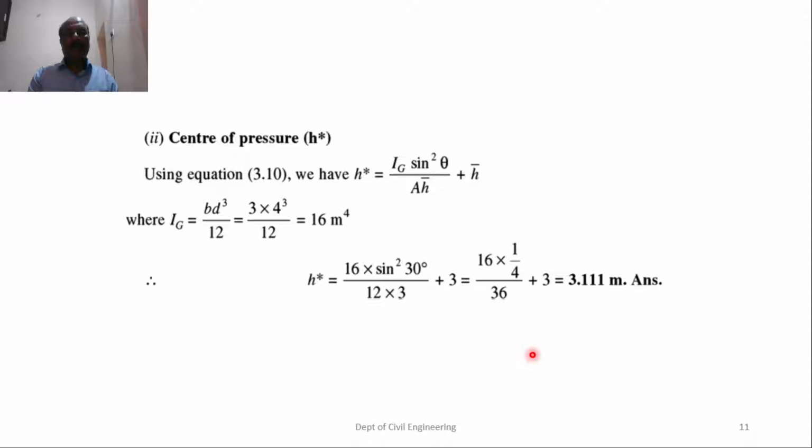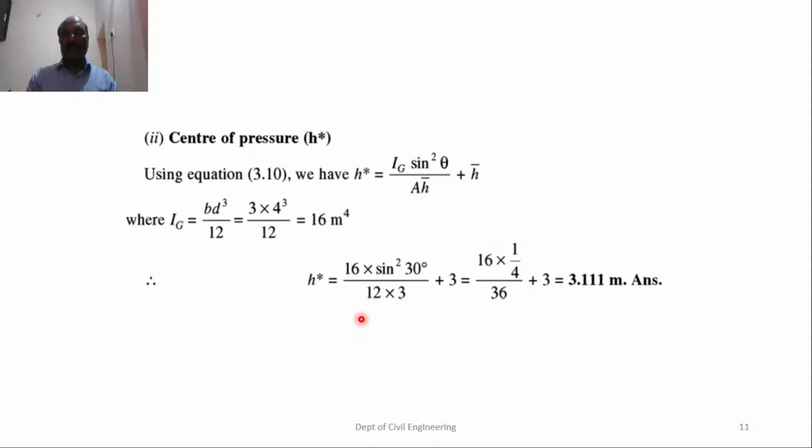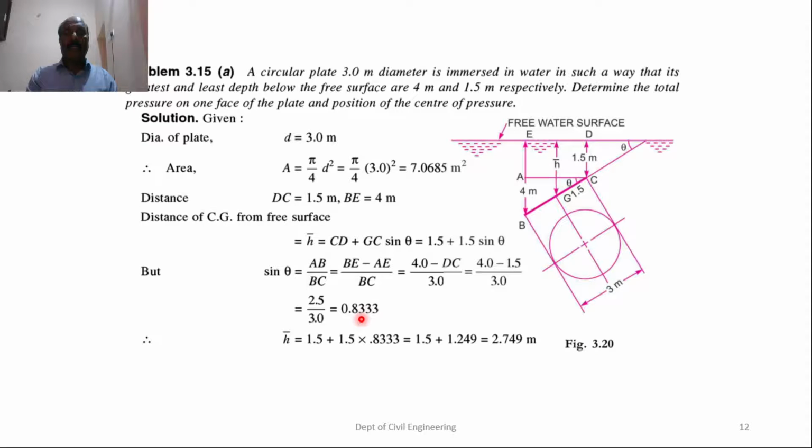Then the center of the pressure S star is equal to Ig sin square theta by A H bar plus H bar, where Ig is b d cube by 12, same as the rectangular case, so it is 16 meter raised to 4. Then H star is equal to 16 into sin square 30 degree by area 12 into 3, plus 3, which is 3.11. So H bar is 3 meter, then H star is 3.11. It is always higher than the H bar.